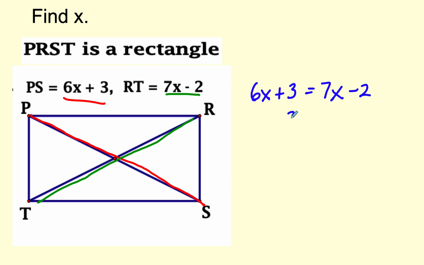Subtract 6x on both sides. So that'll be x minus 2. So x is equal to 5. And that's what we were supposed to find, is find what x is.